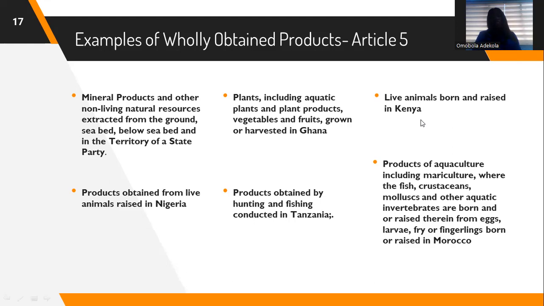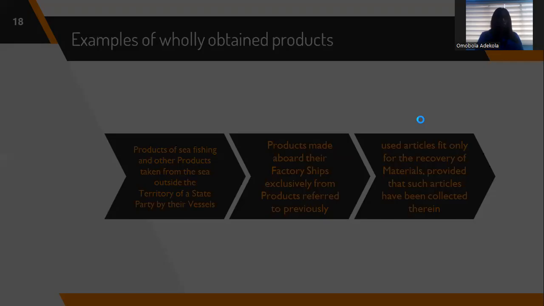Products obtained by hunting and fishing conducted in Tanzania, Egypt, Morocco, and all those are examples of only obtained products. Then also other products from aquaculture and mariculture, where the fish, crustaceans, mollusks, and other aquatic invertebrates are born or raised therein from eggs, larvae, fry, or fingerlings born or raised in Morocco. As usual, as I mentioned, all the country names apply. That's what it is basically saying. So let's look at others.